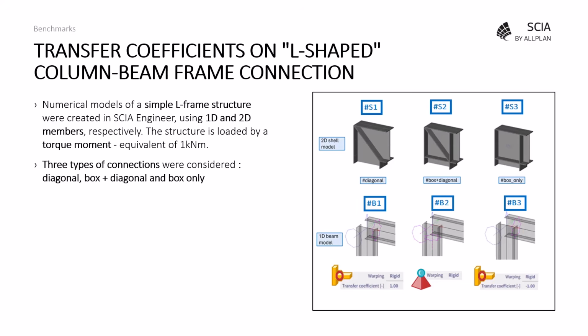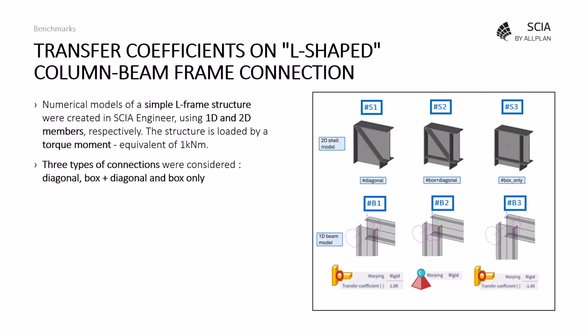So first is the diagonal. The second approach is to have a box plus diagonal, so stiffeners which are vertical, horizontal, and diagonal. And the third approach is having box only. And through the trial, we have noticed that the best way to represent the diagonal support, if you want to model it in the 1D model, is to use a hinge where we have put a rigid condition for warping, but with a transfer coefficient of 1.